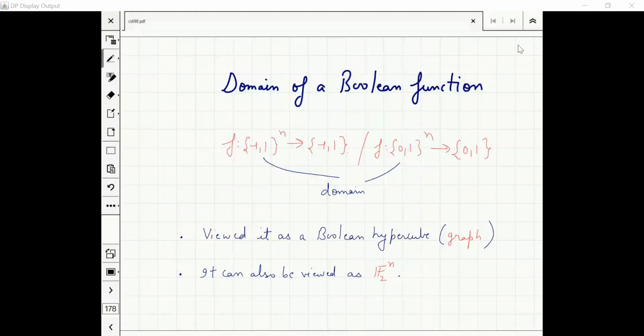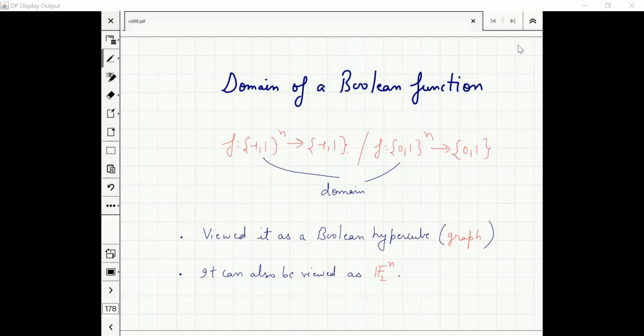Why are we concerned with F2 to the power n? Because we are talking about Boolean functions. We have seen Boolean functions in multiple avatars: {-1,1}^n to {-1,1}, {0,1}^n to {0,1}. Doesn't matter. The important part here: we have seen that switching the range doesn't matter much. Now we are going to see that visualizing the domain as a particular group, as a particular structure, really helps us.